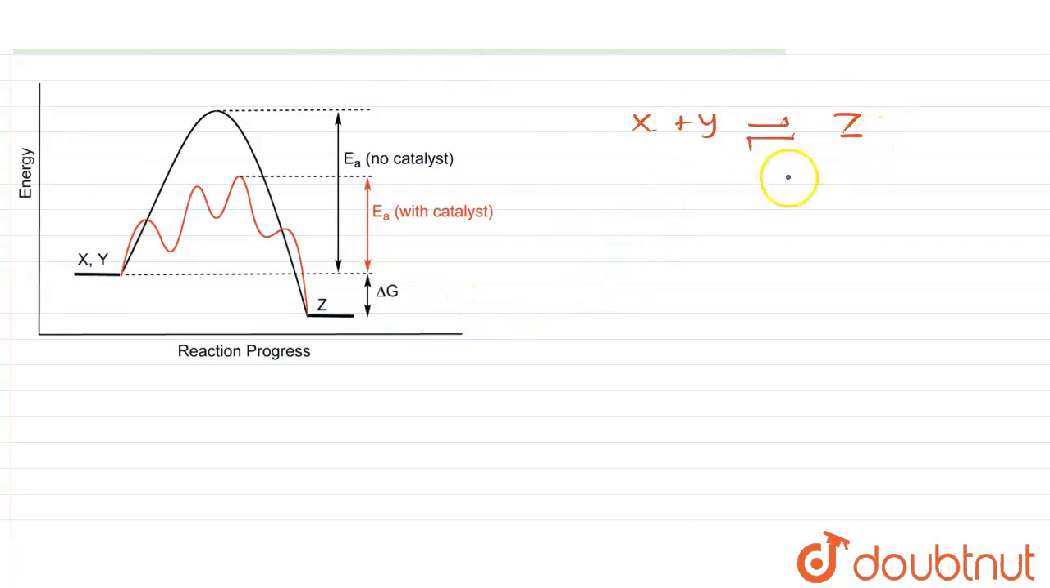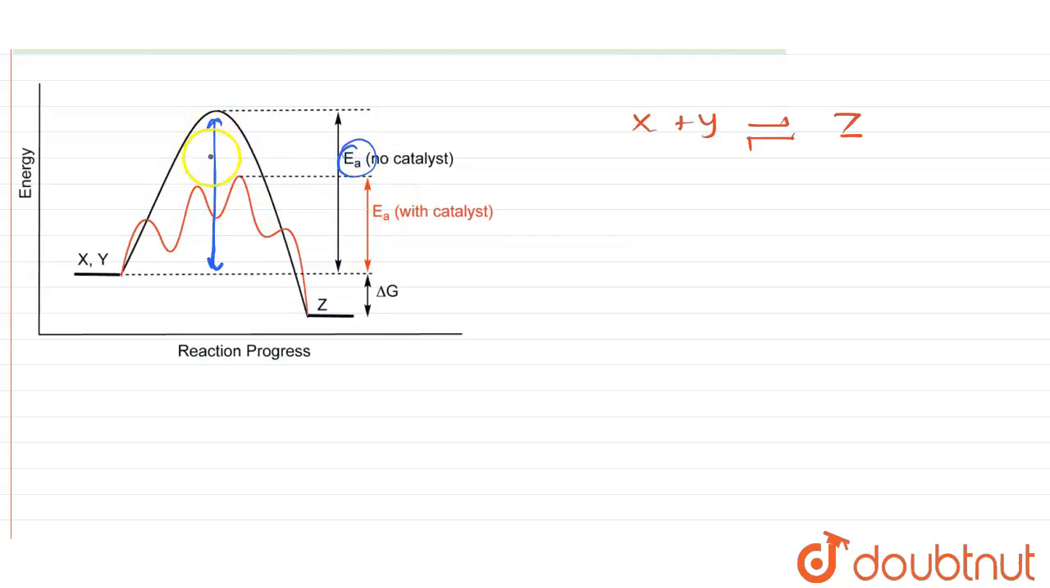What happens is, to form a product Z from X and Y, a certain energy is to be supplied so that these reactants X and Y transform into the product Z, and that energy which is required is almost equal to the activation energy. If you see, this energy will be known as your activation energy, which is EA, right?